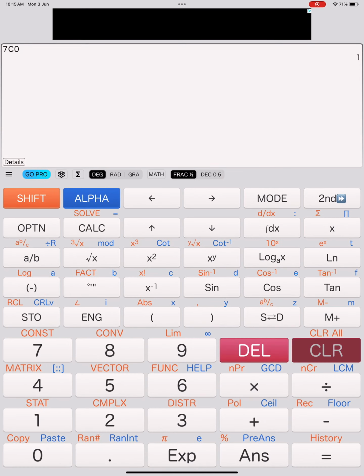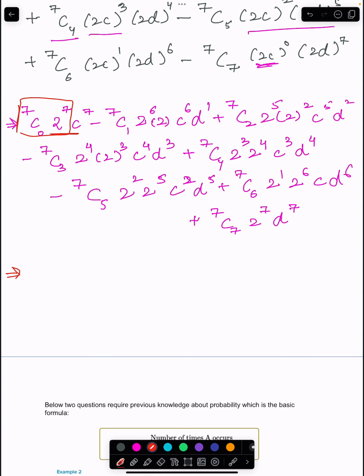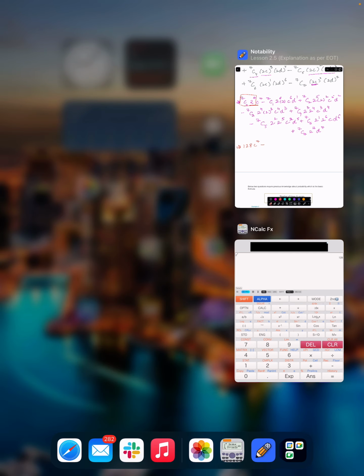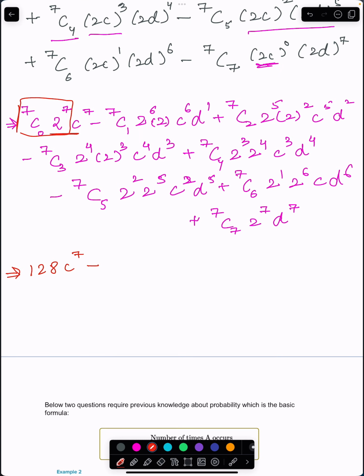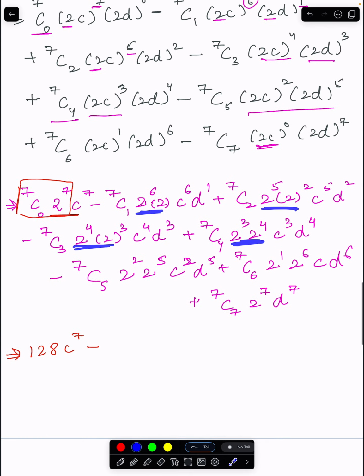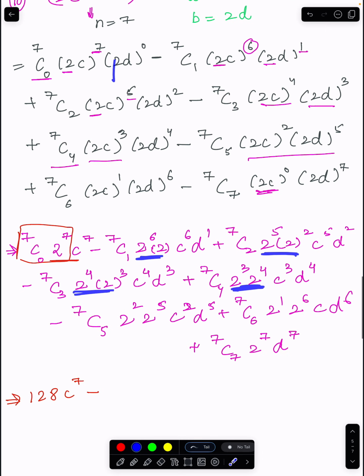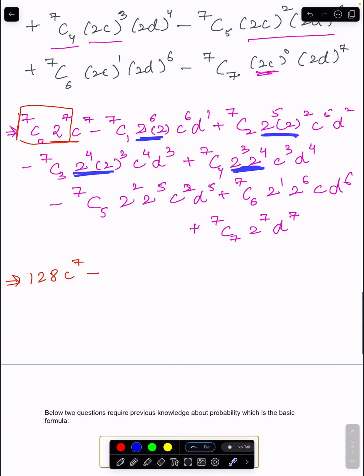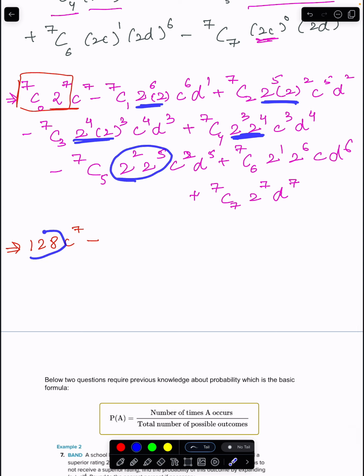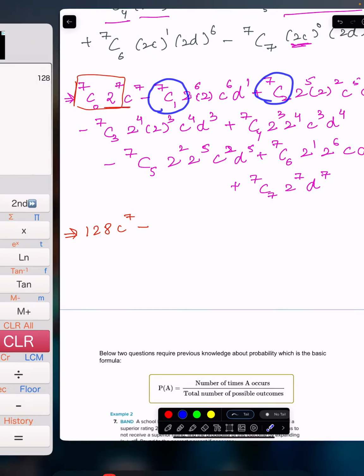So 2 power 7 equals 128. 128 C power 7 minus 7C1, 2 power 6 with 2 power 1. If you observe one thing, let's check. In this expression, not all the time is 2 and 2 coming again, but every time there is 2 power 7, 2 power 7, 2 power 7, because for now in this question's expansion, both terms had 2 with them. That's the reason. So I know that 2 power 7 is 128. I will always multiply 128 and change C1, C2 and C3 again and again.